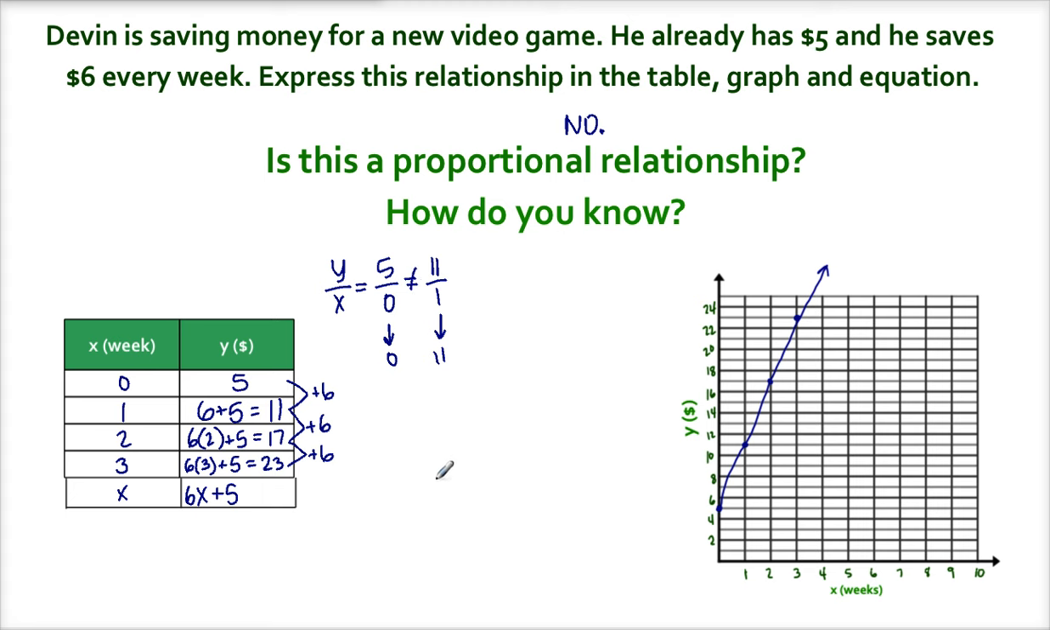Another way that I can tell that it's not a proportional relationship is when I look at the graph. I know it's a straight line, so that means it's a linear relationship. It's a straight line, but it's not proportional because it doesn't start at (0, 0). A proportional relationship always starts at (0, 0). And this one doesn't, so I have to say no, it's not proportional.